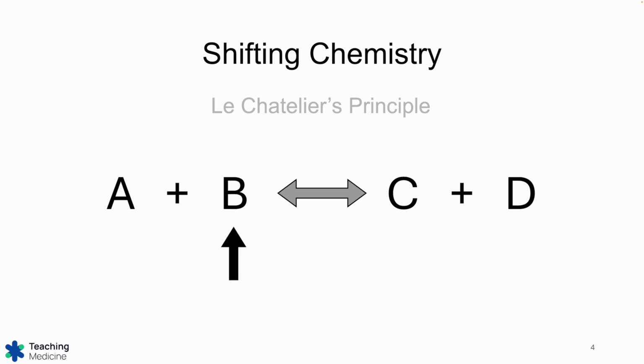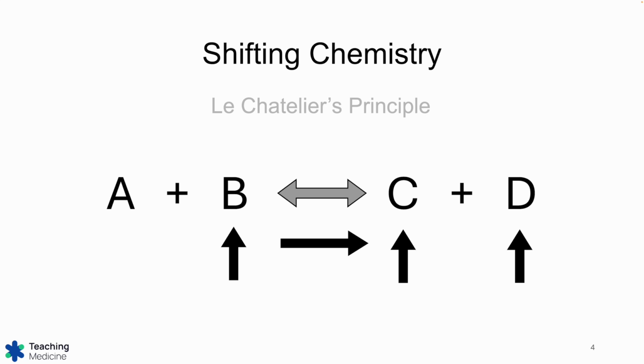Let's start off with the example where one chemical goes up. So let's say we add chemical B to this solution. We add some extra chemical B so that the concentration of chemical B goes up. This is going to shift the equation, the chemistry, over to the right side, because now we have more chemicals on the left-hand side. We have more of B, and they are going to react with each other, and they're going to create new or extra chemicals C and D.